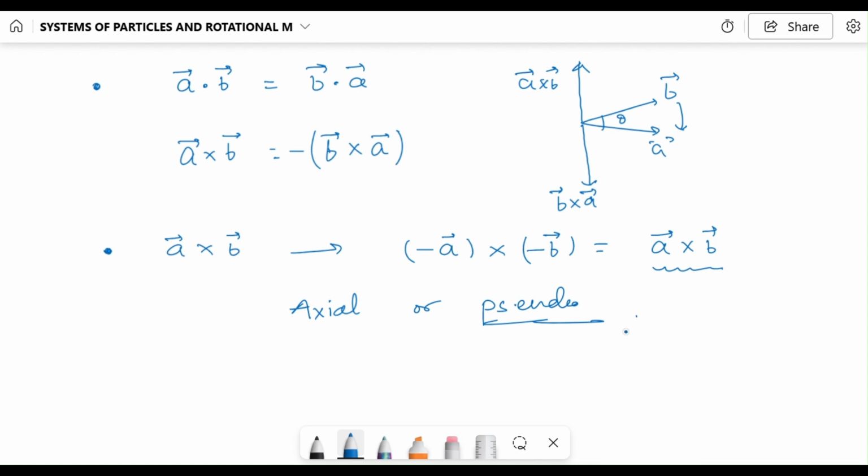Okay. So more about axial and polar vectors you are going to study in higher classes. So here we are restricting ourselves up to here only.